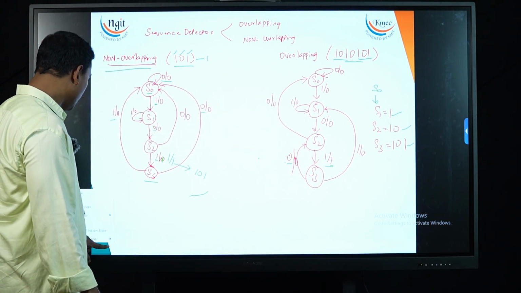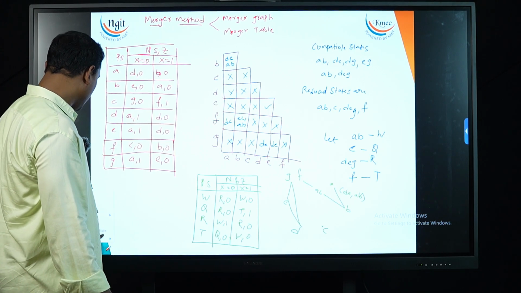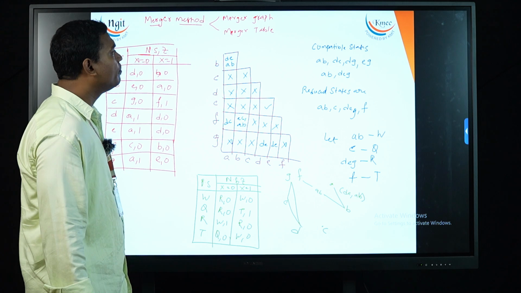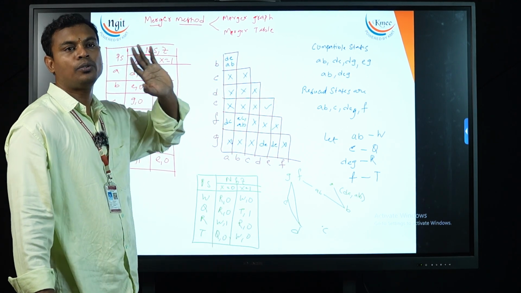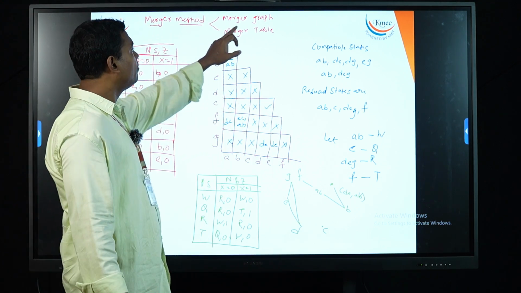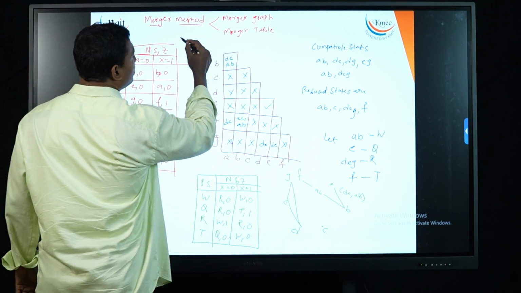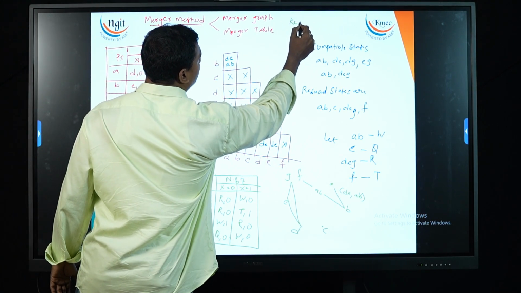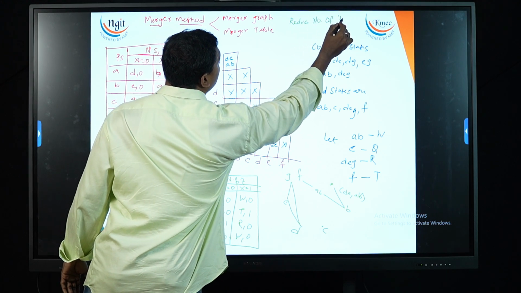Let's get on to the next slide. In the next slide, we are going to see about the merger graph and merger table. That is, the merger method we are going to use to reduce the number of states. Now this is the merger graph, this is the merger table. The merger method is used to reduce the number of states.